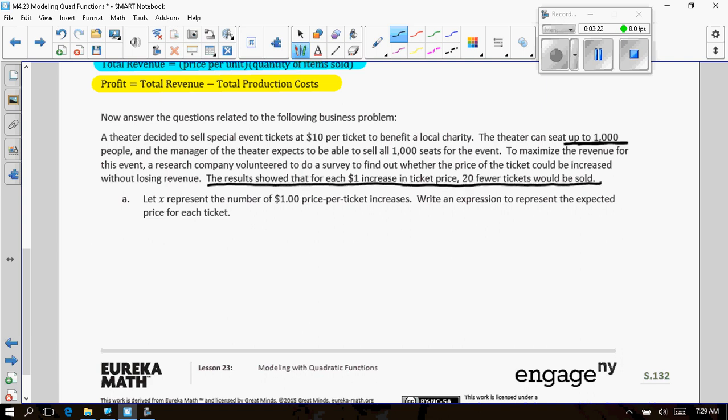Let X represent the number of $1 per ticket increase. So this is what X is. It's for every dollar increase. Write an expression to represent the expected price for each ticket. Now remember, they have to charge $10, right? It's $10 just to get this going, plus the $1 per ticket increase. So there is our expression for our ticket price.